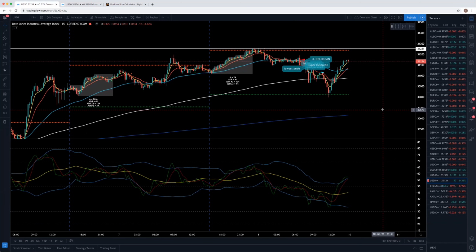But this is another extremely important part. If you're looking at a chart that's being fed from a different broker than your own, you need to make sure that you're looking at the price difference between that broker and your broker. Because if the current price is 31,134 on Currency.com, but on your broker, the current market price is only 31,130, it means there's a 4-point discrepancy between the 2 brokers' price feeds.